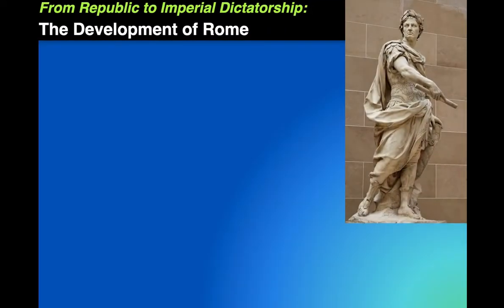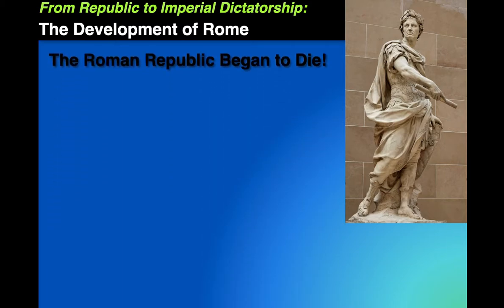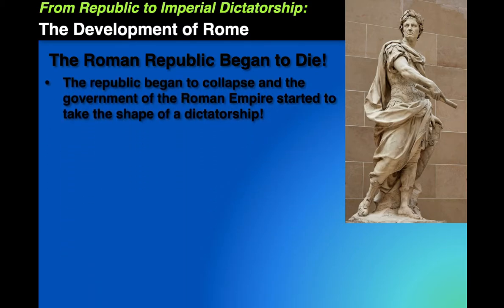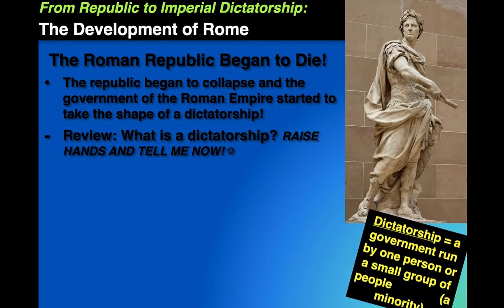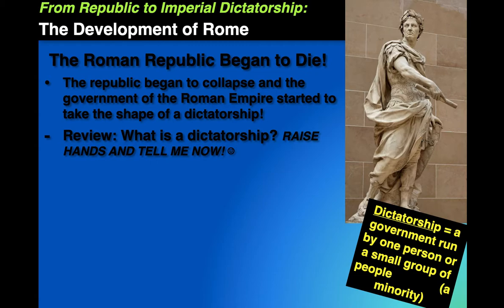From republic to imperial dictatorship and development of Rome, the Roman Republic began to die. Remember, republic is representative democracy. The republic began to collapse, and the government of the Roman Empire started to take the shape of a dictatorship. Okay, what is a dictatorship? A dictatorship equals a government run by one person or a small group of people.